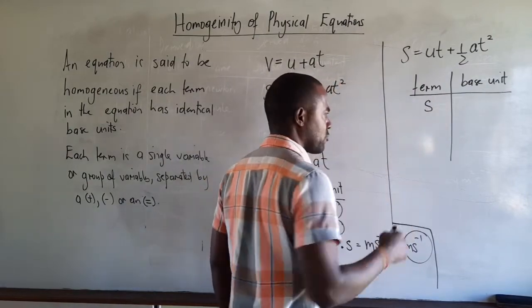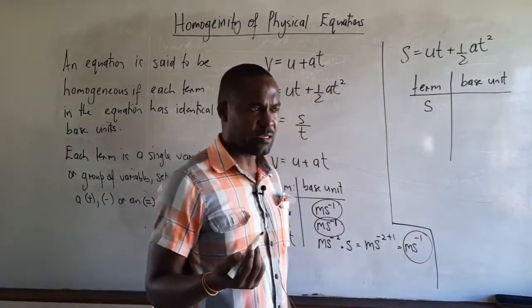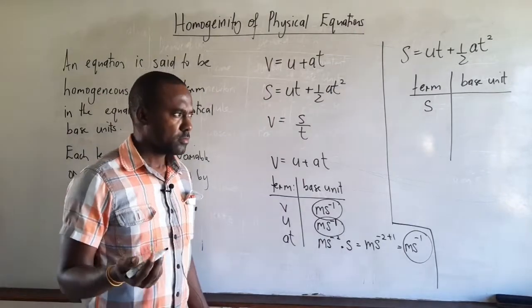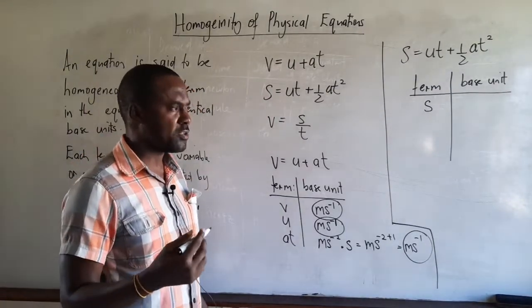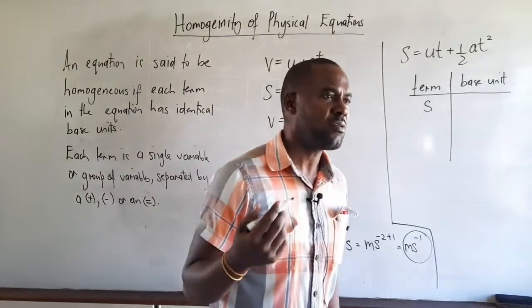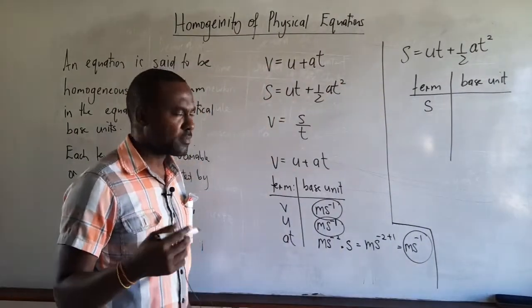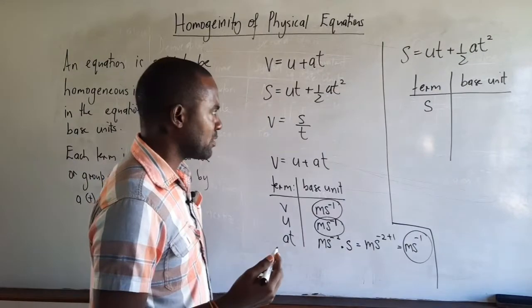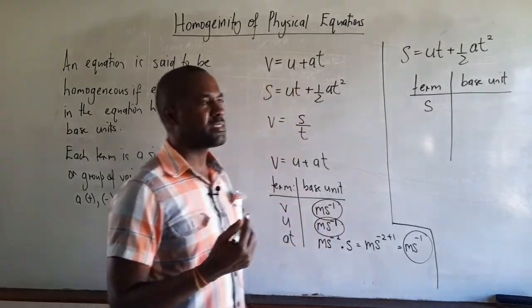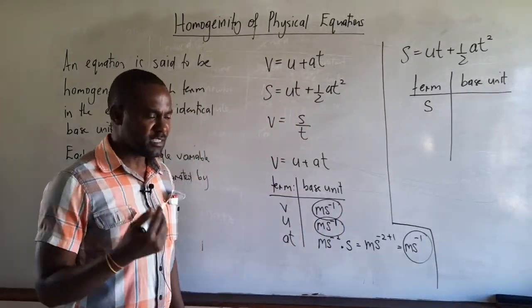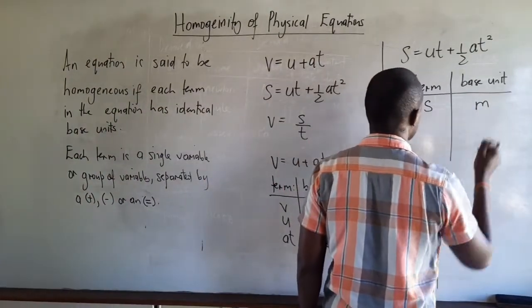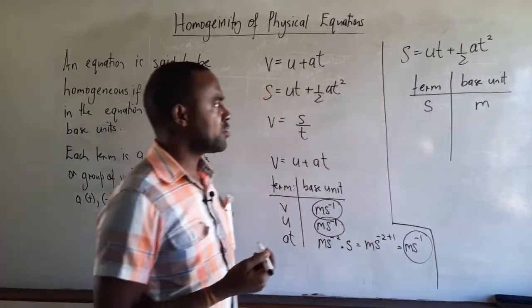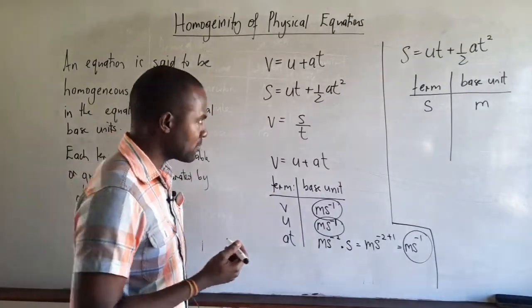Now s represents displacement, or sometimes you may say distance. Sometimes the words distance and displacement are used interchangeably, even though they're not exactly the same things, right? So s represents displacement. What is the SI unit of displacement? The SI unit of displacement is the meter, symbol m. The next term in the equation is ut.